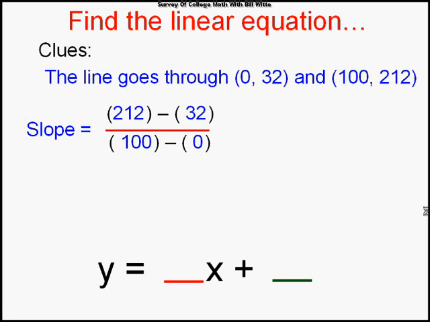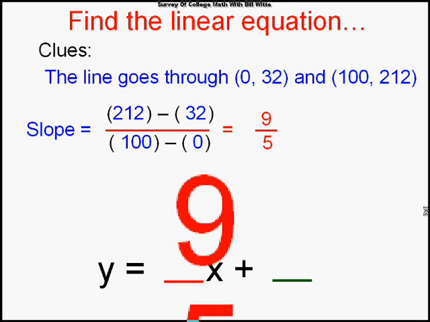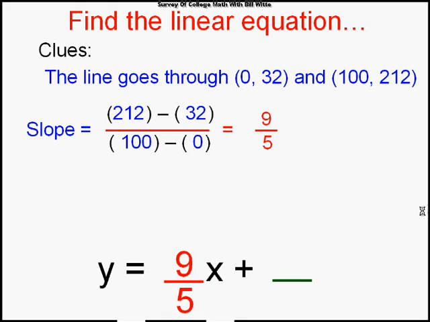What does it come out to? 212 minus 32 over 100 minus 0. 180 over 100. Let's reduce that. That's 9/5. Okay, that goes there. Now remember what we did. We did this a couple times. Let's pick any point. I'm picking the easy one. Remember, you love 0. And put it in, and let's see what b has to be. Well, 0 nicely knocks everything out, and b has to be 32.